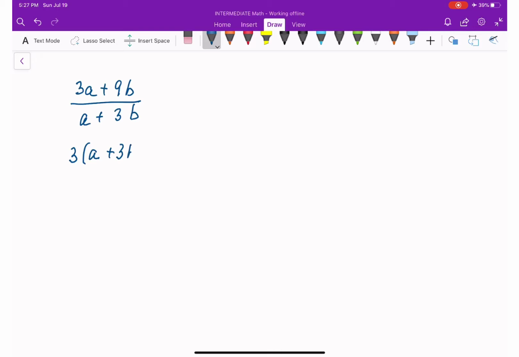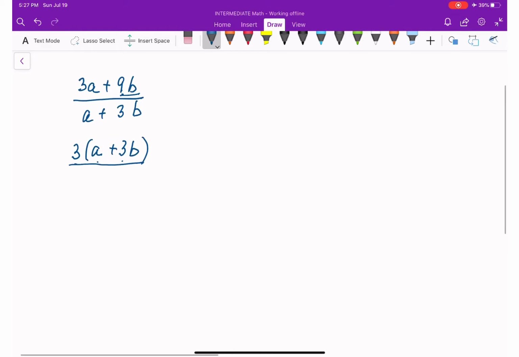So it will be left 3 plus b. So if I take 3 out, 3a divided by 3 is a. 9b divided by 3 is 3b. At the bottom, in the denominator, there is nothing to change: a plus 3b. So a plus 3b, a plus 3b, canceling, and the answer is 3. Okay. Next one.